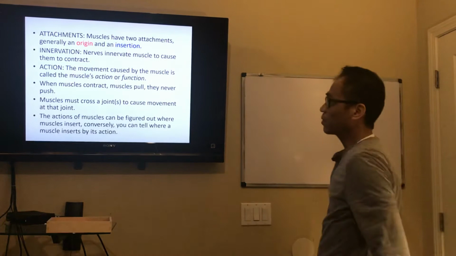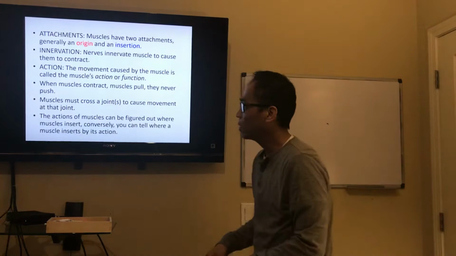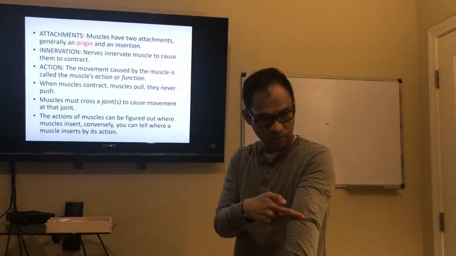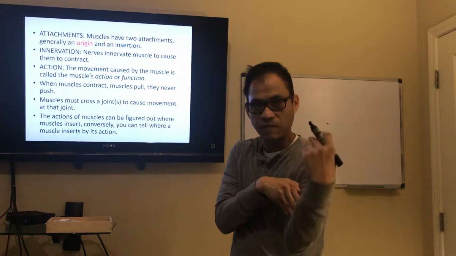The next three rules kind of go together, so let me present them all at once. When muscles contract, they pull, they never push. That's the first thing. They're pulling on the joints, moving things. So imagine my elbow is extended, and there's a muscle that crosses it. When this muscle in the front pulls, it flexes the joint.